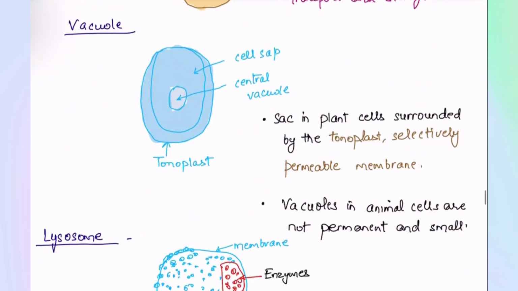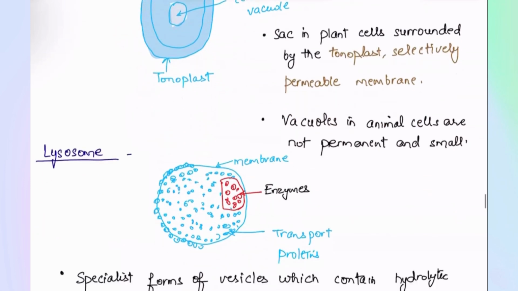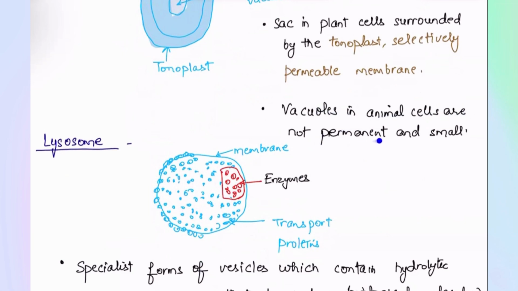Vacuoles are present again both in plant and animal cells, but the size differs. The plants have a bigger vacuole, whereas animals have small vacuoles. It has a central vacuole, a cell sap, and a tonoplast. The sac in plant cells is surrounded by the tonoplast, a selectively permeable membrane, and vacuoles in animal cells are not permanent and they are small.